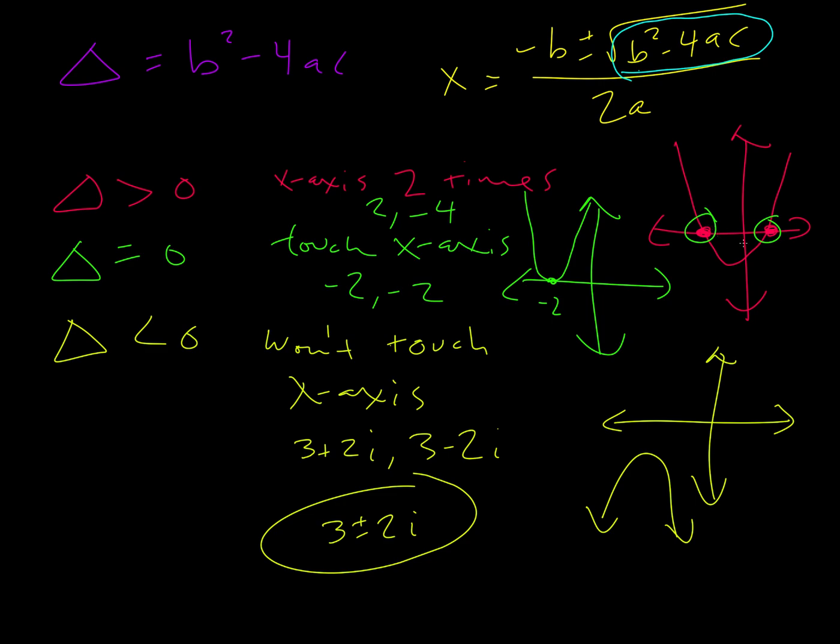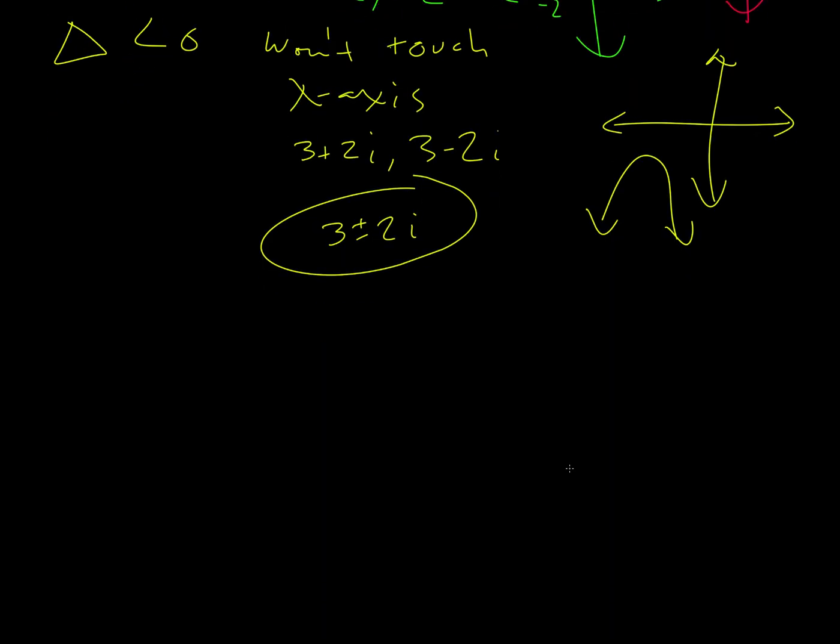But on the pink graph, we say that it has 2 distinct real roots. On the green graph, we say it has 2 repeated roots. And then on the yellow graph, we say it's 2 complex roots. Okay, let's do some examples so you can see how it's going to show up on your homework or on a test or something like that.